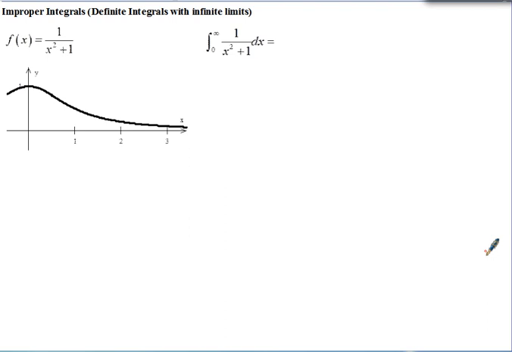Using the notes for AP Calculus on the topic of improper integrals. So improper integrals are just definite integrals that have an infinite limit. So in this case, you can see the limit goes from 0 to infinity.